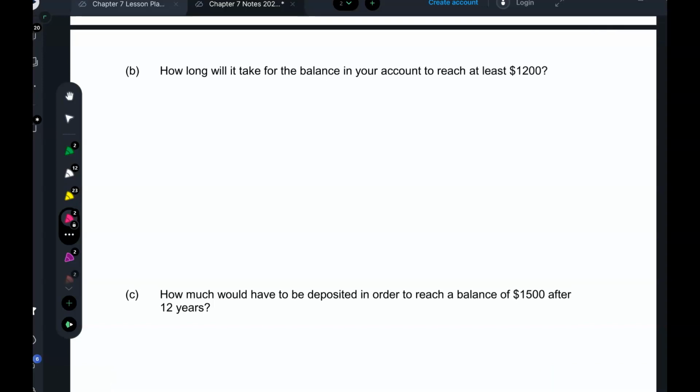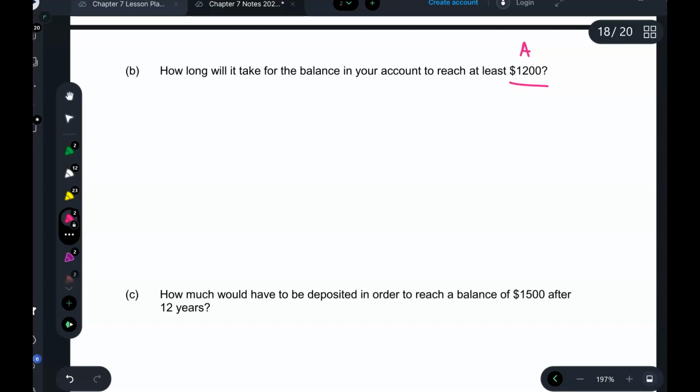Let's see. How long will it take for the balance in your account to reach at least $1,200? Okay, so now this is our amount. We want to see how long it will take. That's the kind of question you're asking if you're looking for an investment.